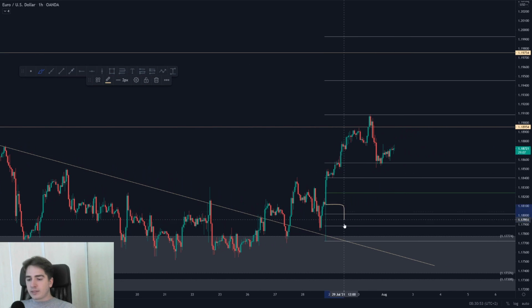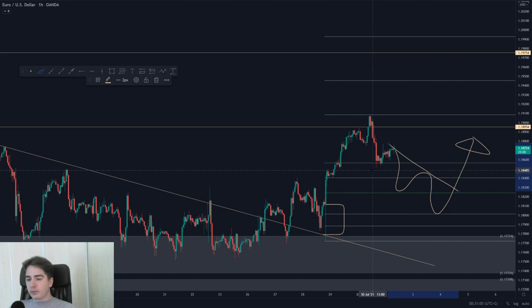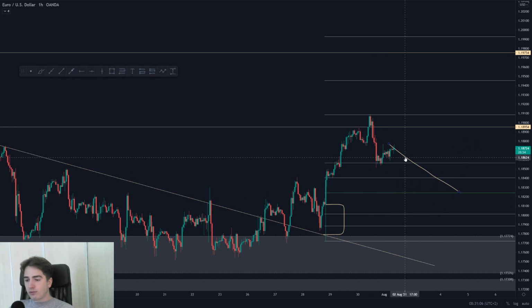Maybe even to come down and fill this wick a little bit over here. So something like this would really be a joy to my eyes if I were to see this. So yeah, that is it for euro dollar, to be honest. Just waiting for a further pullback before going long on this pair.